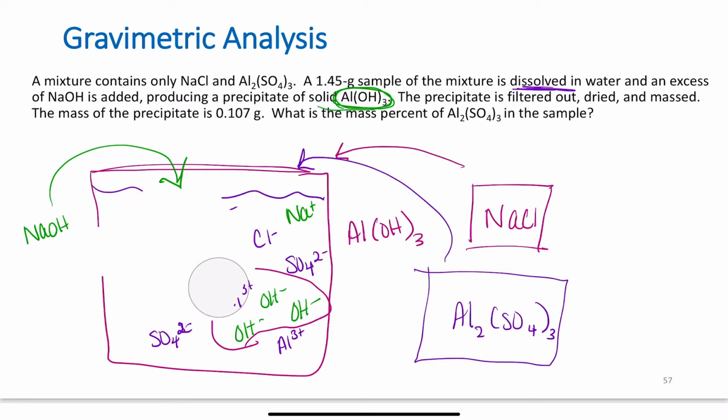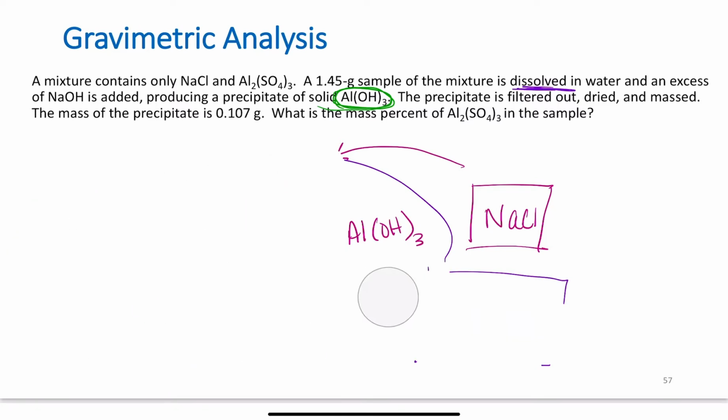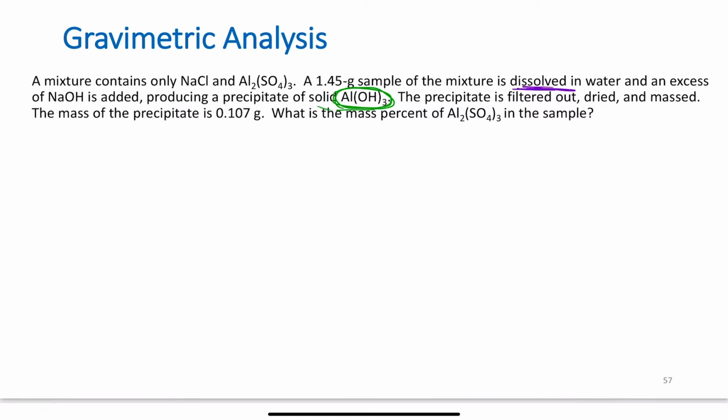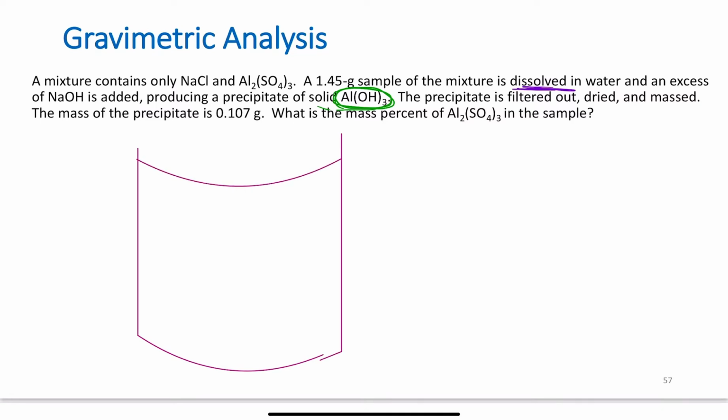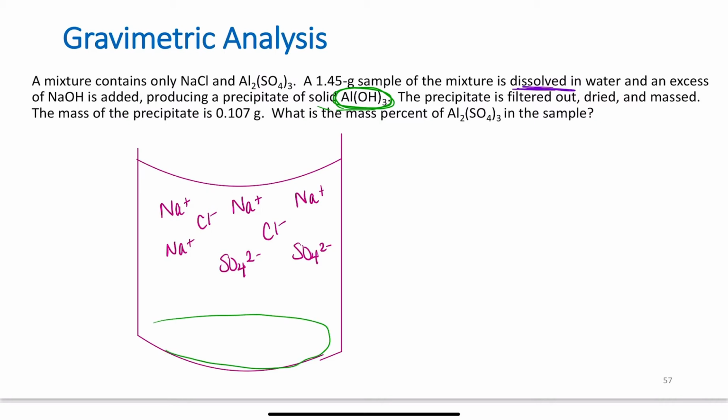So in solution, let me redraw all this. Hopefully you paused the video or you rewind, because I didn't think to warn you guys before I erased all that. So you've got this beaker. And now in solution, you've got sodium ions still floating around. Got chloride ions still floating around. And you've got sulfate ions still floating around. But on the bottom of the beaker, you've got solid aluminum hydroxide.